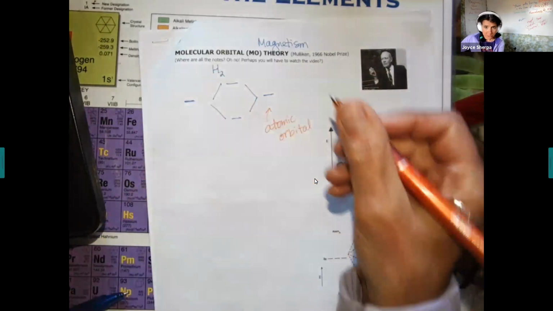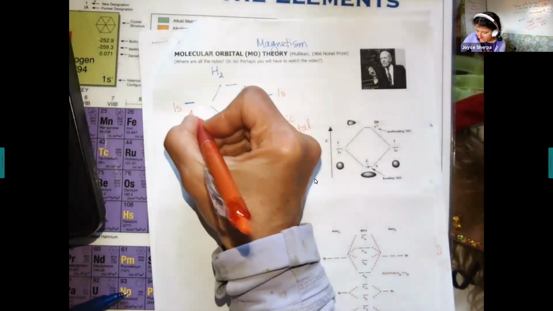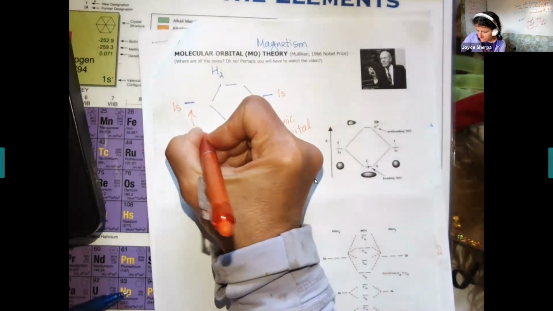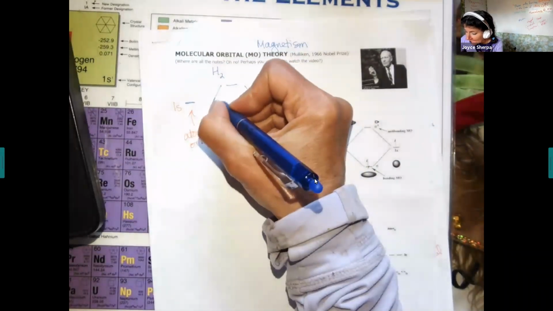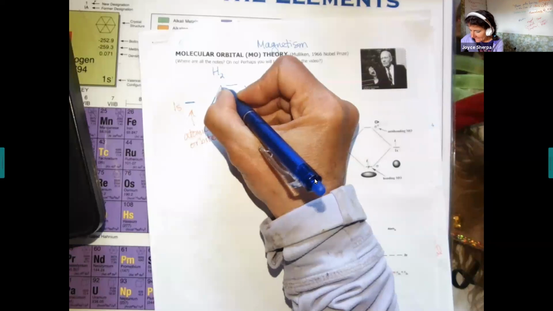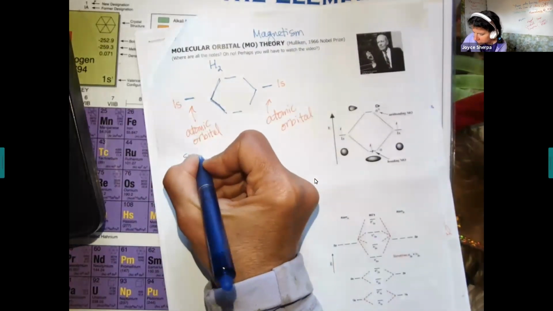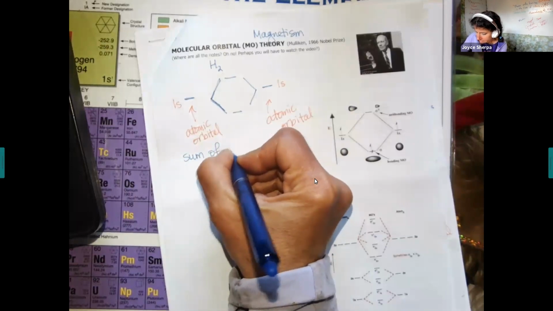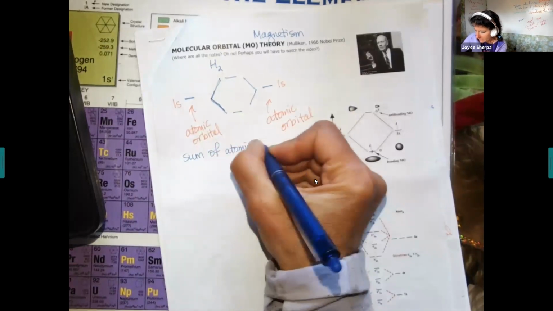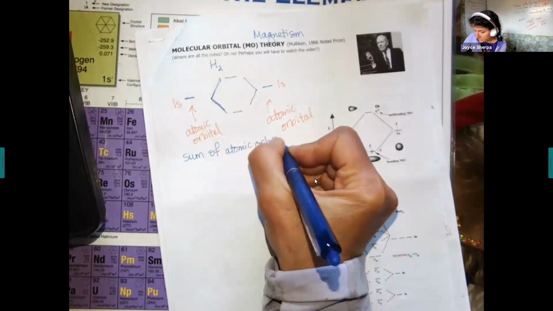And so the atomic orbital in hydrogen is called a 1s. So on this side also we have a 1s, and that's an atomic orbital. So we'll just start like how I did at the beginning, really simple. And what happens is they come together, they hybridize, and you get two orbitals. So the sum of the atomic orbitals equals the number of molecular orbitals.